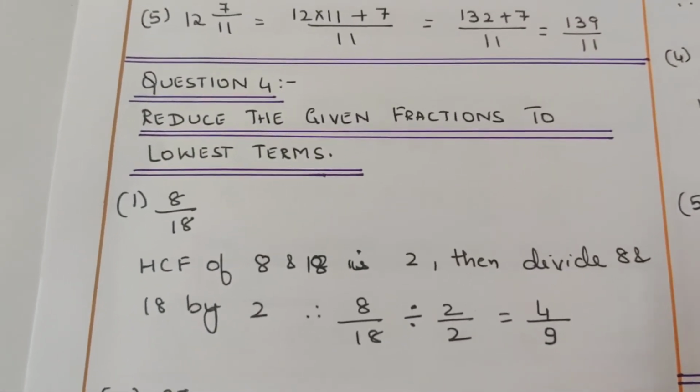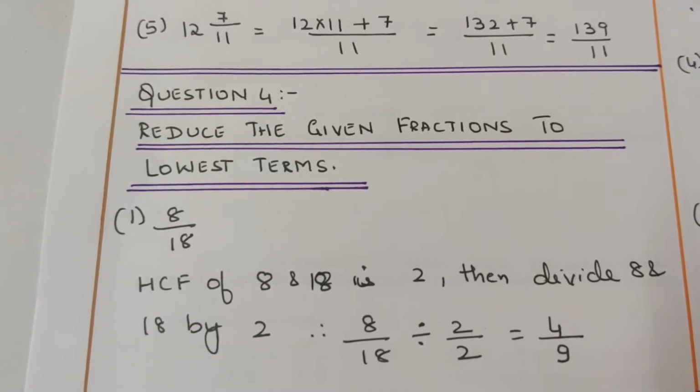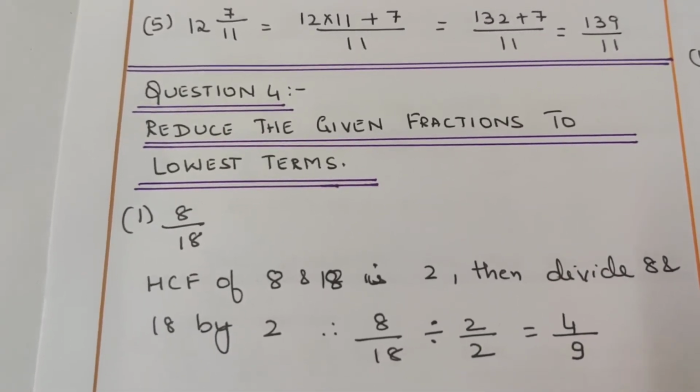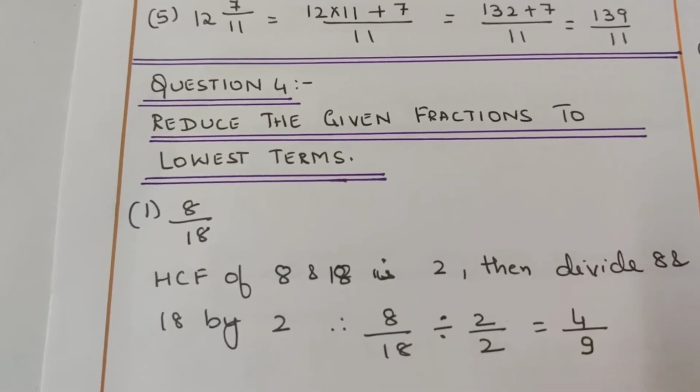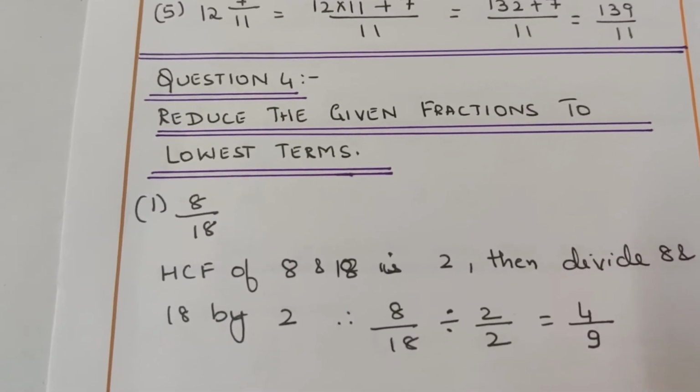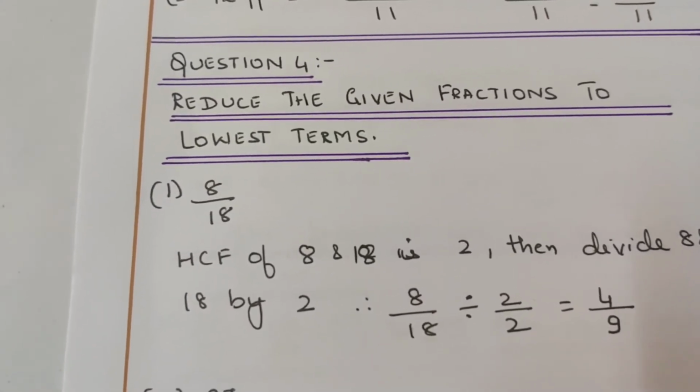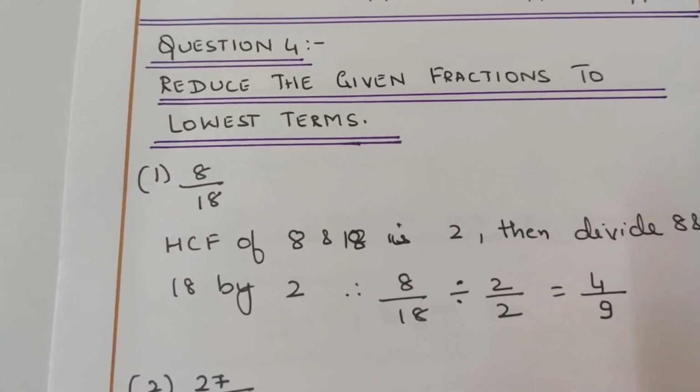Moving on to question number 4. Reduce the given fractions to the lowest term. Whenever there is a question to reduce the given terms to the lowest terms, you just take the HCF of both the numerator and the denominator. You divide the numerator by the HCF, you divide the denominator by the HCF, and you get the lowest term.